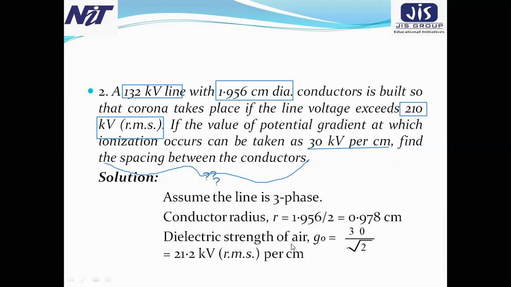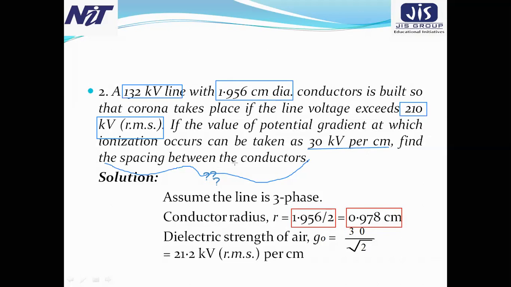So the conductor radius R is equal to 1.956 divided by 2. The dia is 1.956, so if we divide by 2, we'll get the radius of the conductor. So here the radius of the conductor is 1.956 divided by 2, that is 0.978 centimeter. Dielectric strength of the air, what is given here, that is the potential gradient at which ionization occurs, 30 kV per centimeter.